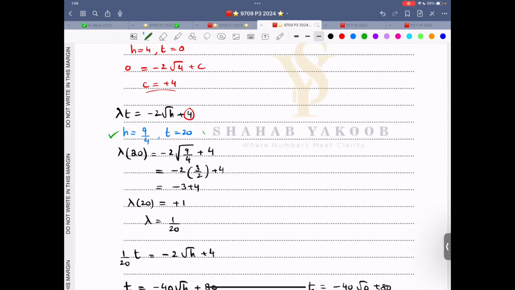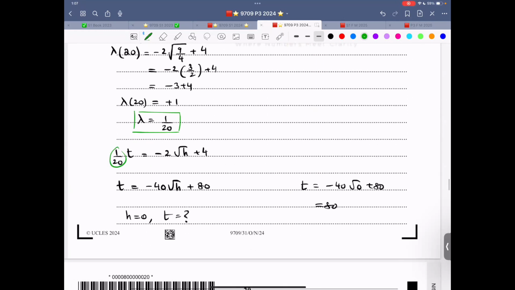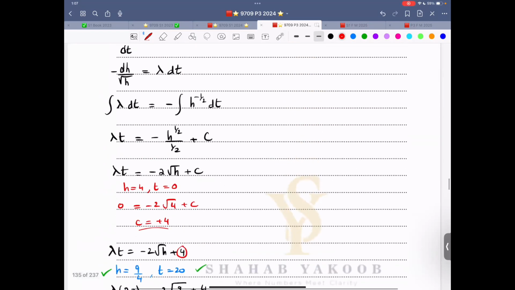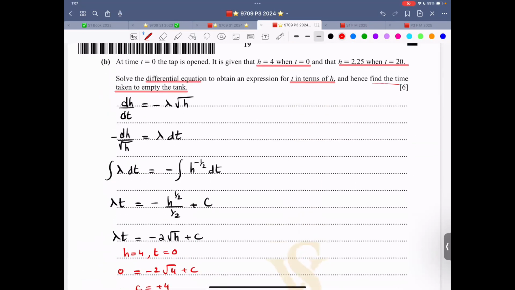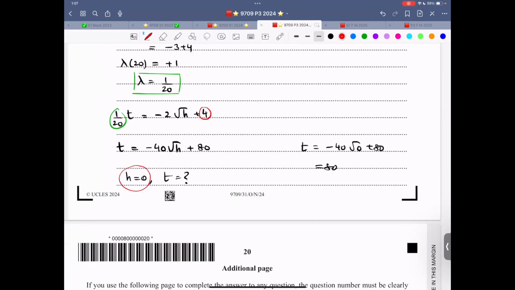h is 9 over 4, t is 20. Now you find the value of lambda, that is 1 over 20. So this is the value of lambda. This is the value of c. And then simplify it a bit. Last but not the least, what does it say? Hence, find the time taken to empty the tank. That means when h is 0, what is the corresponding value of time? That comes out to be 80.